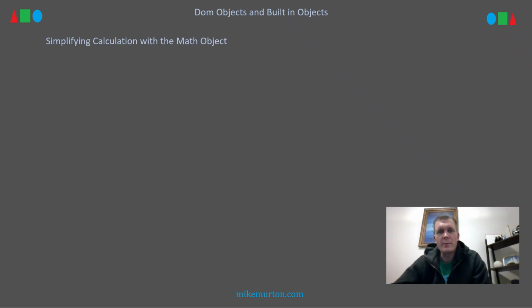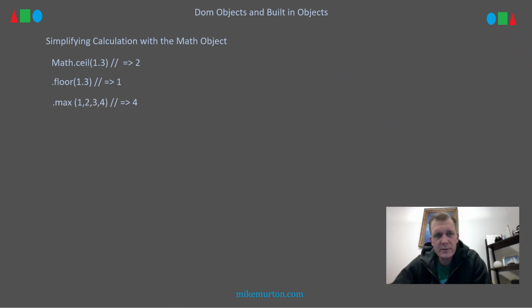Simplifying calculation with the math object. The math object contains a lot of functions. We'll go over a few here. Math.ceil is math short for ceiling. We pass the number 1.3 and it gives us the value of 2 because it rounds up to the closest integer. Math.floor, we give it 1.3 and it rounds down to the closest integer.